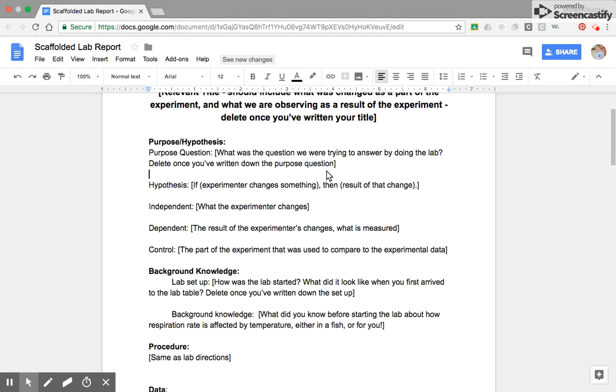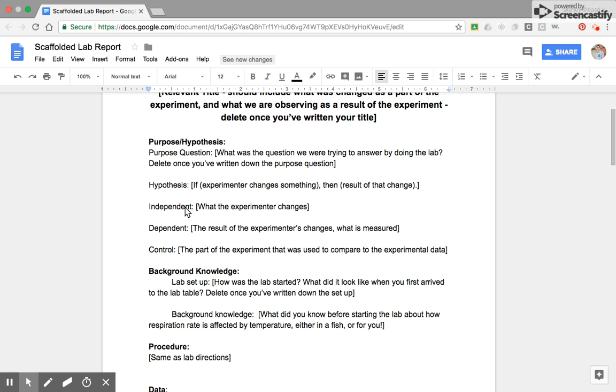And the reason why it's important is because it really helps you out here on the independent and your dependent variables. So your hypothesis needs to be written in this format. If, then. So if, what is the experimenter changing? Then, what is the experimenter measuring? So all the hypotheses in this class need to be written in if-then format. And the reason why we write it in the if-then format is because what follows the if, that's our independent variable. And then what follows the then, that's our dependent variable.